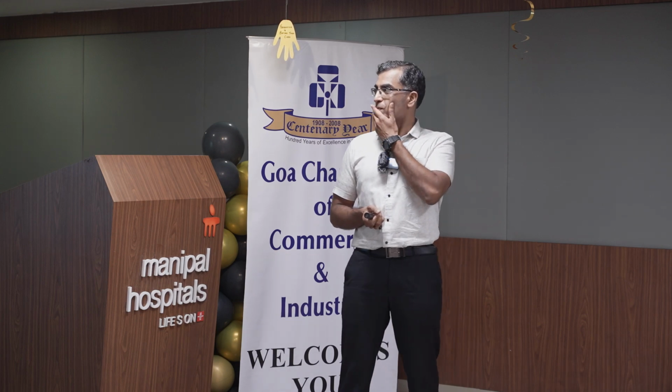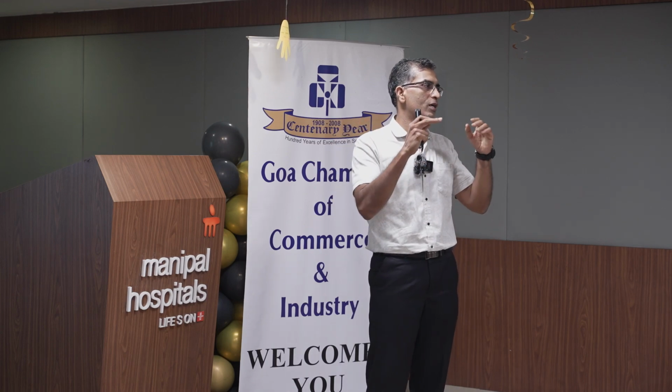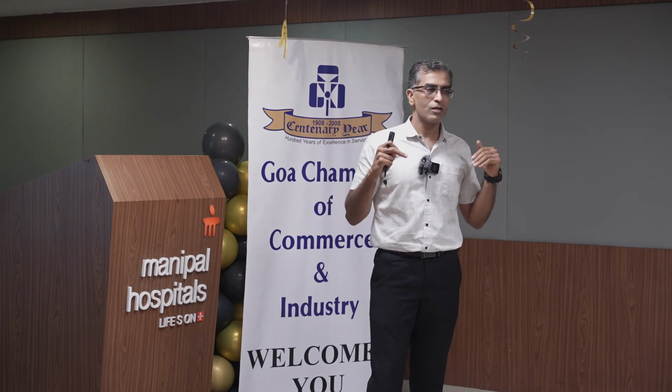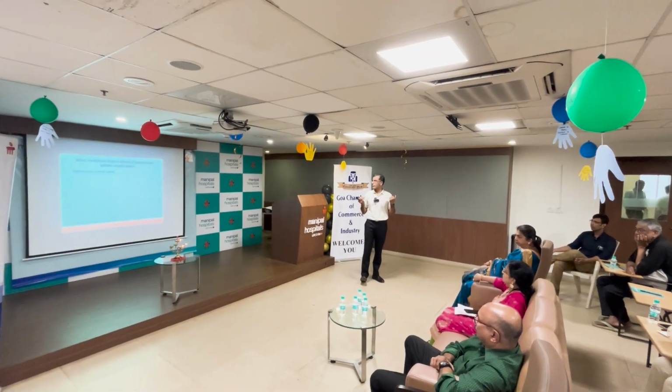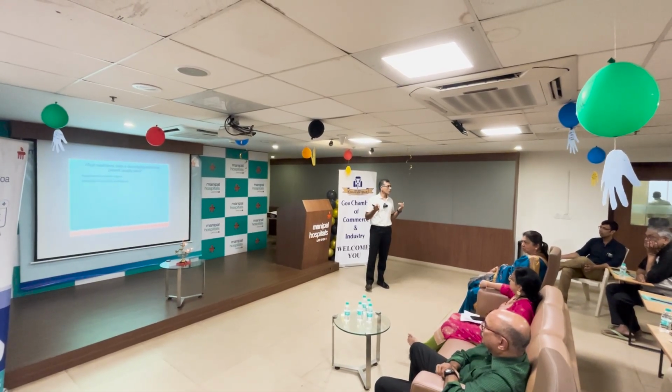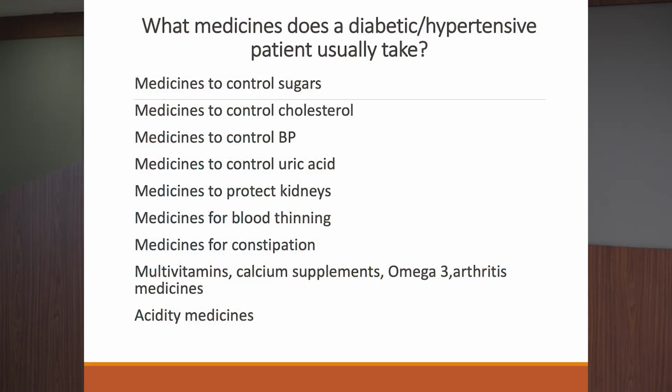Now, you may or may not have seen these patients, but usually those who have these two diseases are on multiple medications. So we'll go through them one by one. First, obviously, medicines to control sugar. Next, to control cholesterol, to control blood pressure, to control uric acid. These patients will usually have high uric acid.